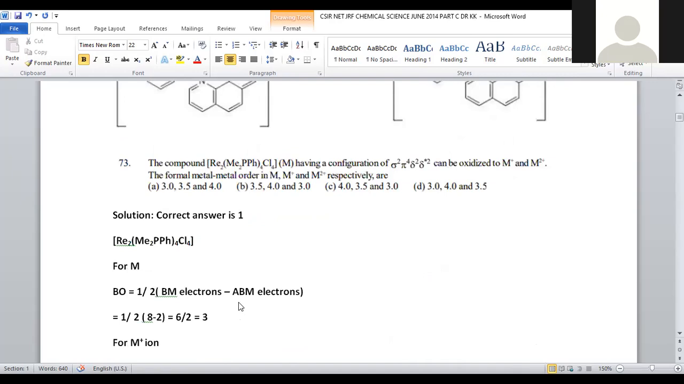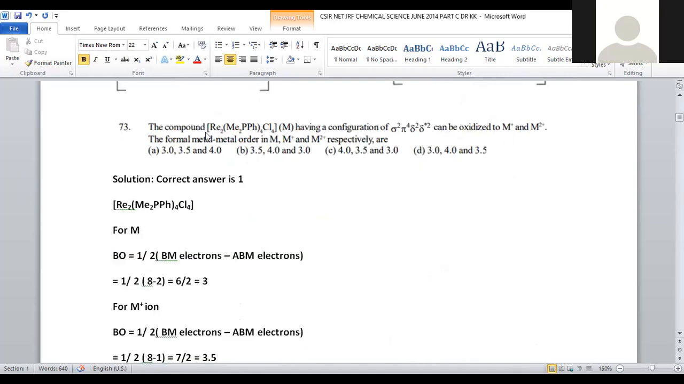Let us move on to question number 73. The compound Re2(Me2PPh)4Cl4. Here, M2 having a configuration sigma squared pi to the power 4 delta squared delta star squared can be oxidized to M2+ and M2 2+. The formulas of metal-metal bond order in M2, M2+ and M2 2+ respectively.